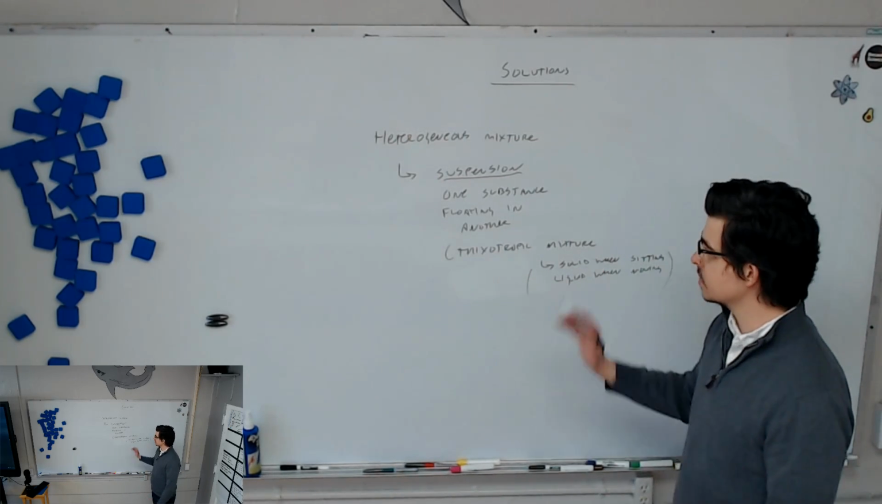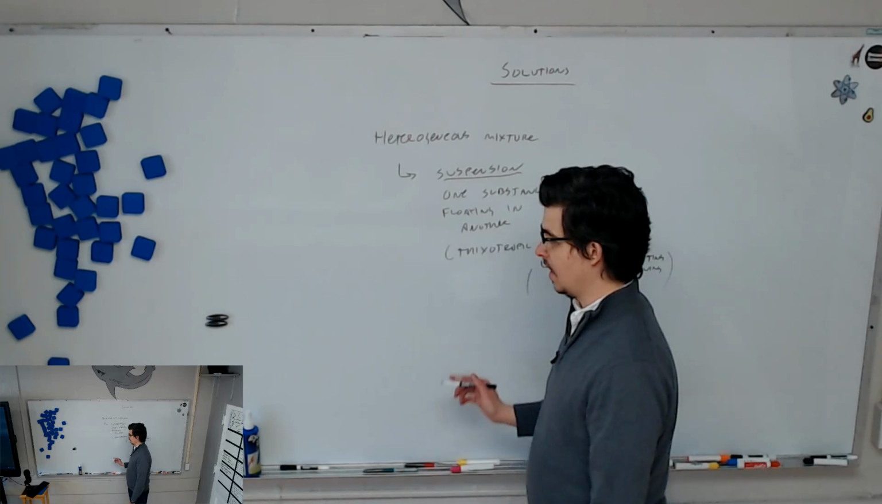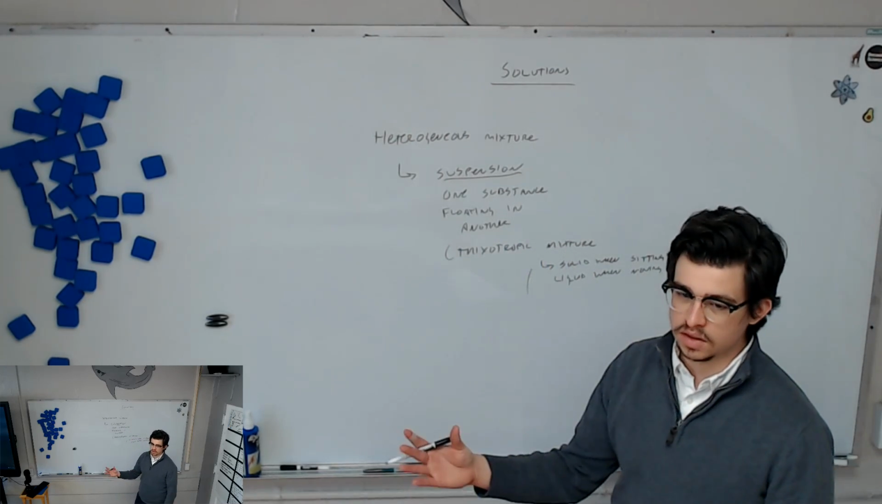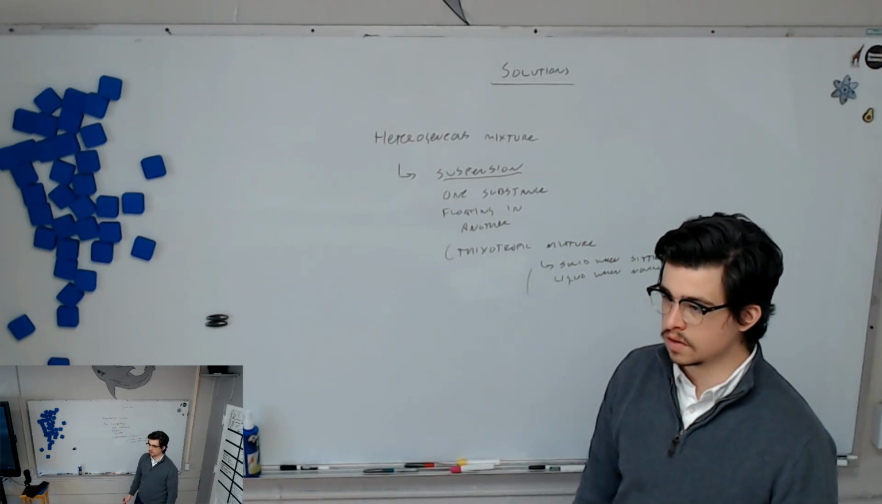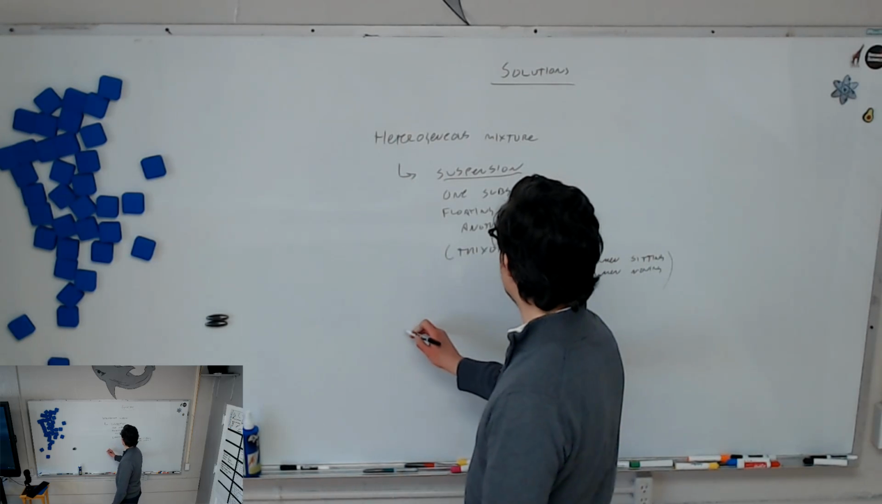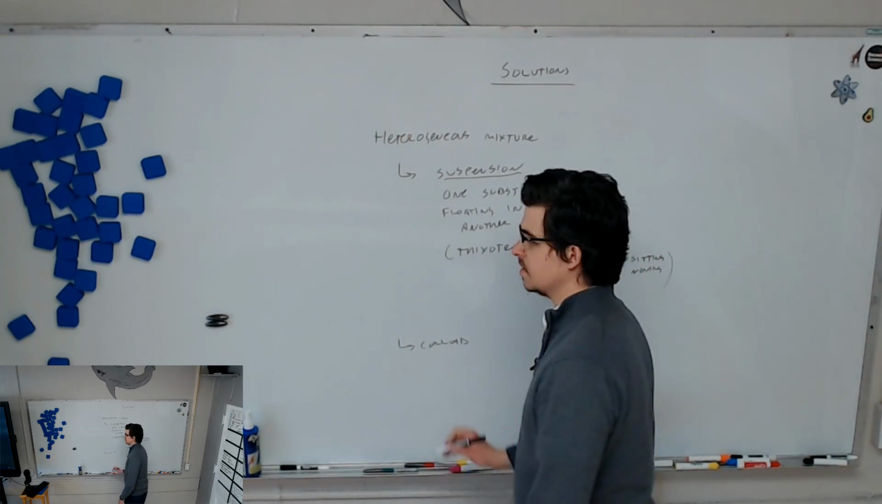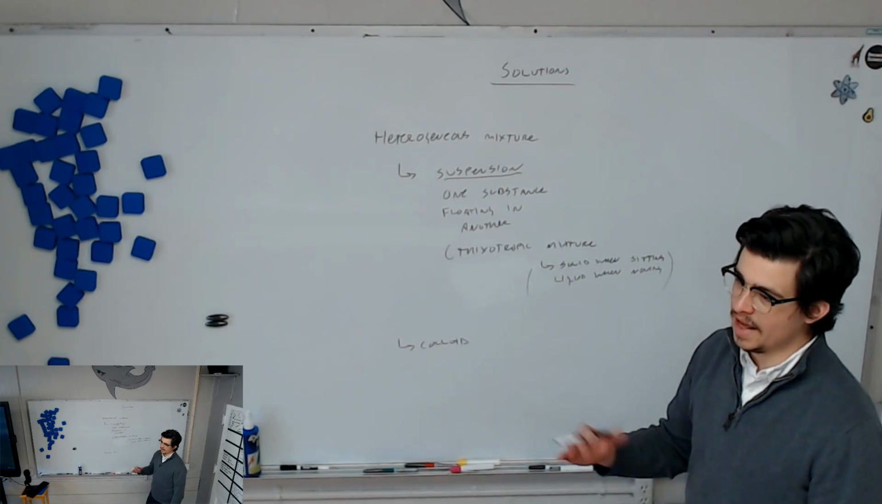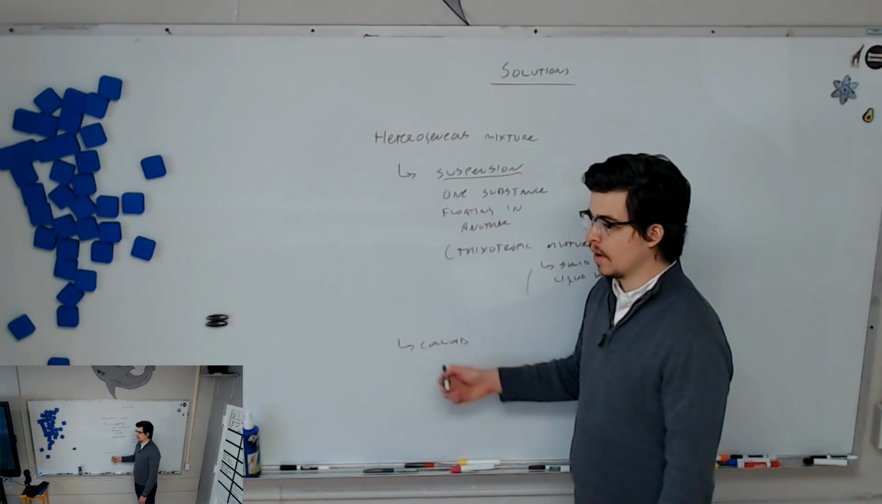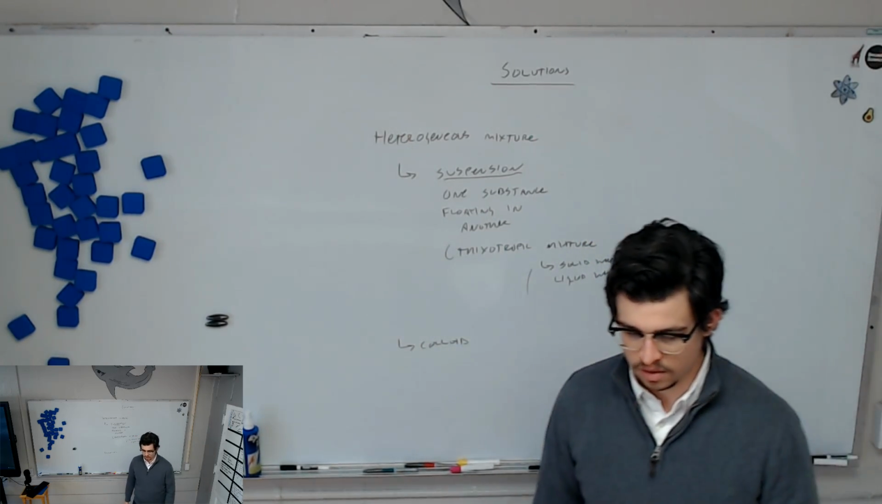So thixotropic mixtures, we'll leave it at that. But yeah, it behaves as a liquid under some circumstances and a solid under others. And then the other type of heterogeneous mixture we're going to talk about is a colloid, which the suffix oid means like, and the col part comes from the same root word as collage. You know what a collage is?